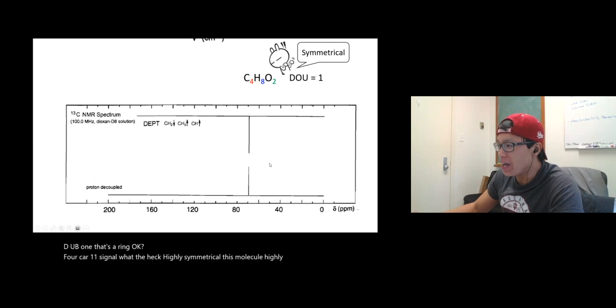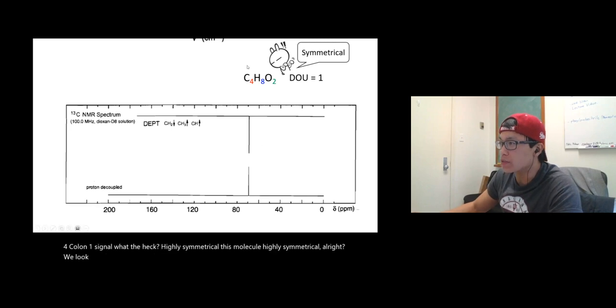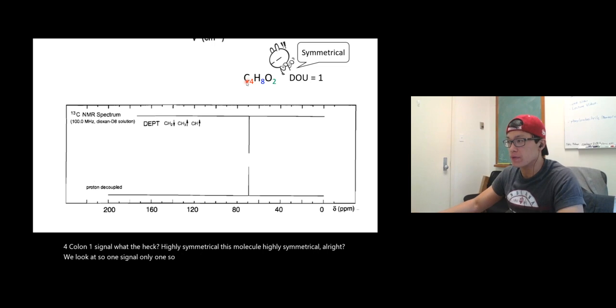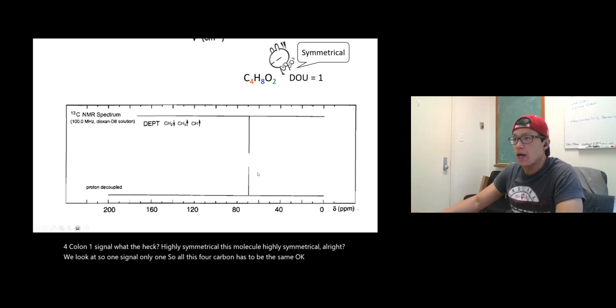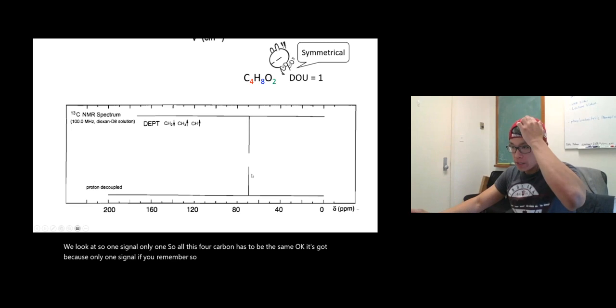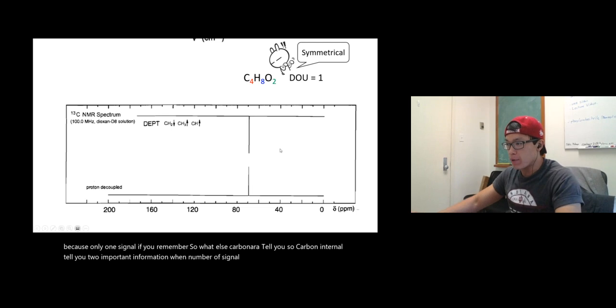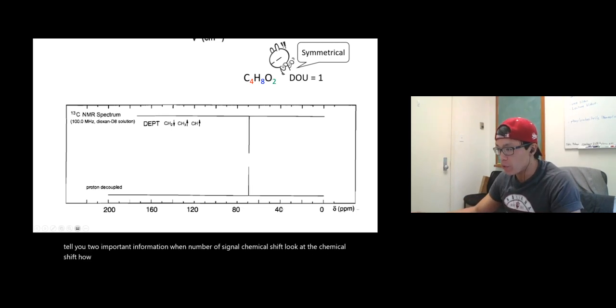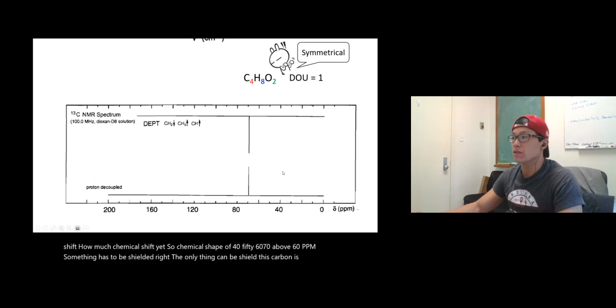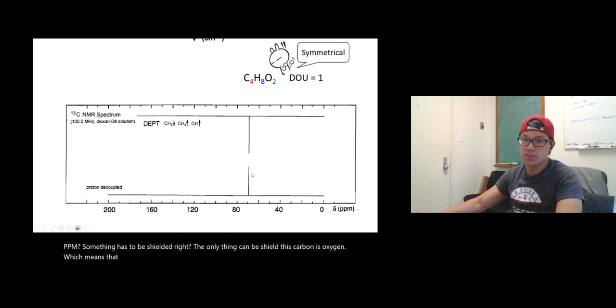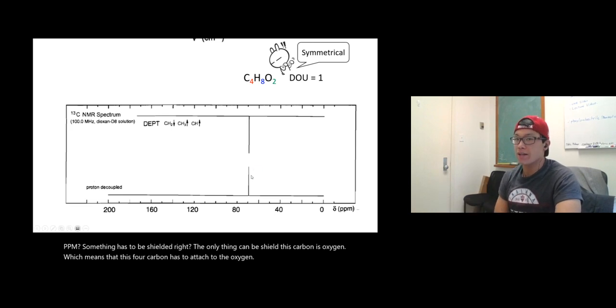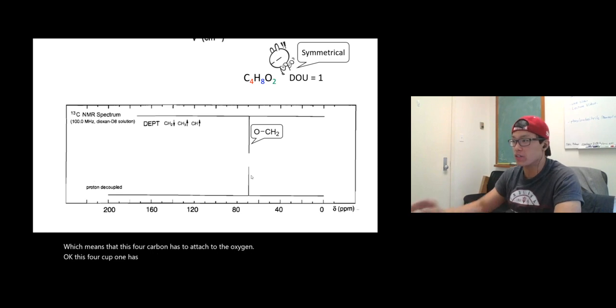Look, only 1 signal. So all these 4 carbons have to be the same. If you remember, what else does carbon NMR tell you? Carbon NMR tells you 2 important pieces of information: number of signals and chemical shift. We haven't used chemical shift yet. The chemical shift is above 60 ppm, so something has to de-shield it. The only thing that can de-shield this carbon is oxygen, which means all 4 carbons have to attach to oxygen; otherwise nothing is going to de-shield them.